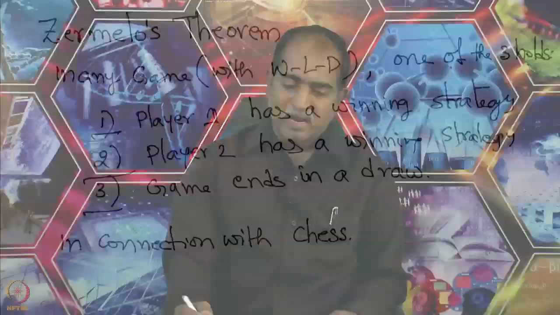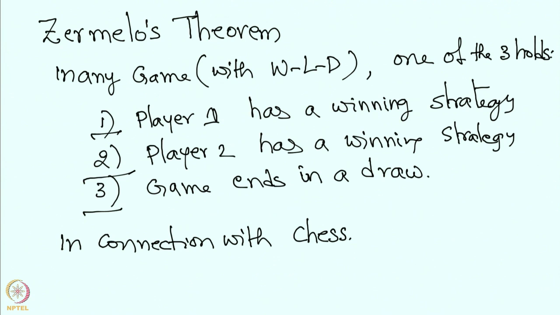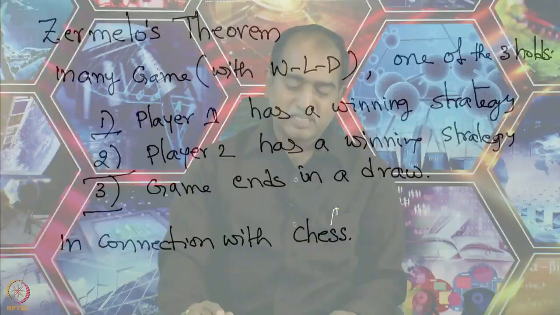So in order to make it finite, people impose rules, like for example, if you repeat the position thrice, the game ends in a draw. With those restrictions, chess becomes a finitely terminating game. And then Zermelo's theorem tells you that in chess, either the white player has a winning strategy or the black player has a winning strategy, or the game ends in a draw. So that is the consequence of the Zermelo theorem.